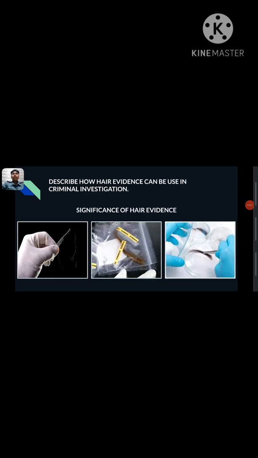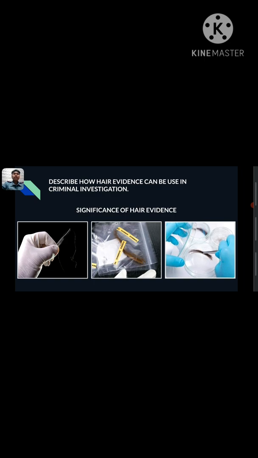Describe how hair evidence can be used in criminal investigation. Significance of hair evidence: the ability to analyze hair is extremely important in the field of forensic sciences. Kaya nito masagot ang kasong hindi kayang masagot ng ibang ebidensya. Halimbawa na lang sa kasong paglason ng isang tao, yung traces ng poisons ay pwedeng matagpuan sa hair sample after the poison has left the organs of the victim's body. Ang hair analysis ay sobrang makakatulong sa paglo-locate at pag-eliminate sa suspect.